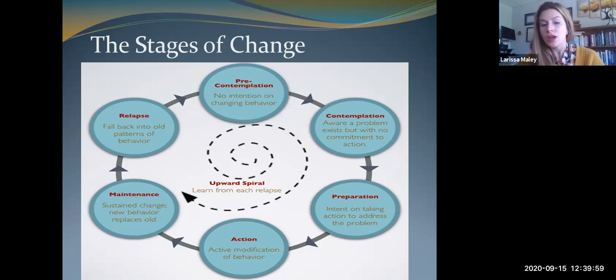Sometimes they can skip. So for instance, somebody might come to treatment and they're already in the action stage, and we'll talk about what that means. So they're already actively doing things to change their behavior. And then they have a slip, which might throw them into relapse. Well, they're not going to then start right at pre-contemplation. They might go right back into action.